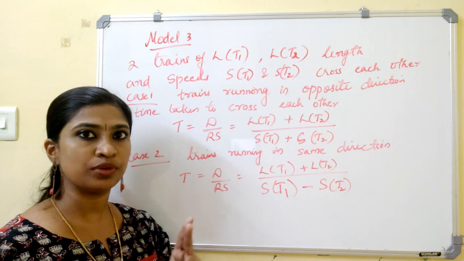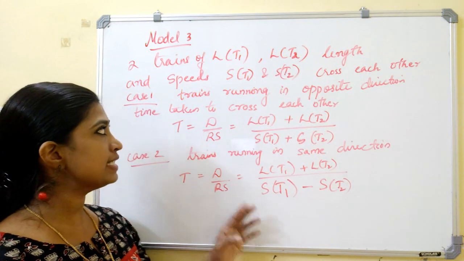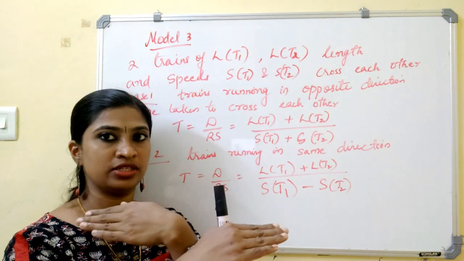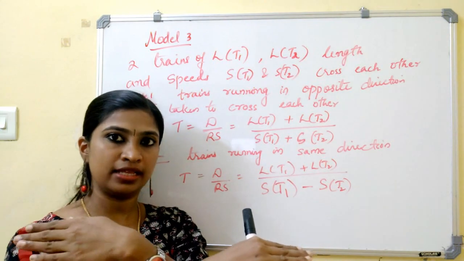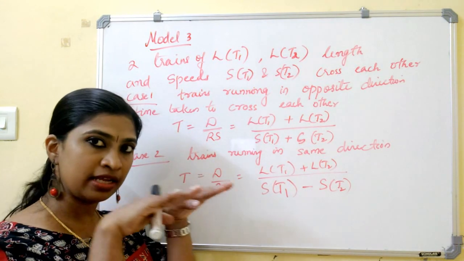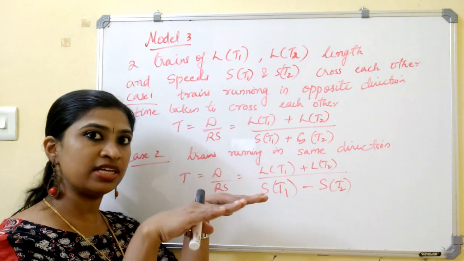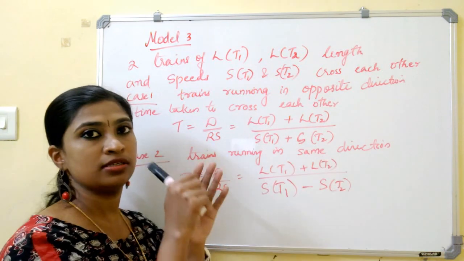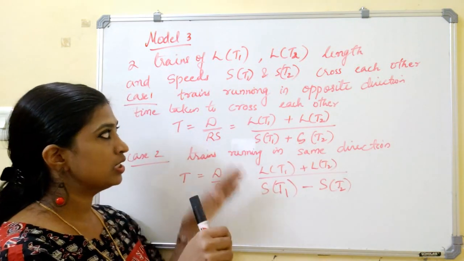Here arises two cases. First case is these trains are running in opposite direction. That is, they are crossing each other like this. The next case is they are running in same direction, and the faster train is crossing the slower train. So these are the two cases.